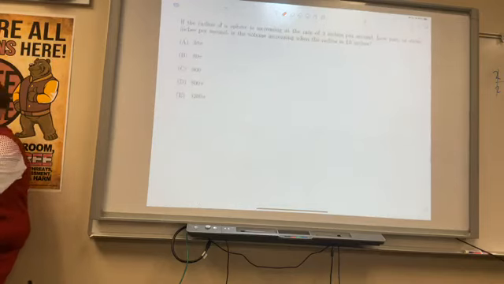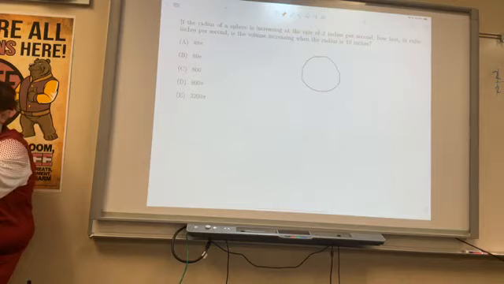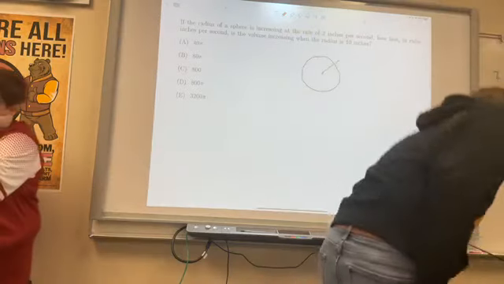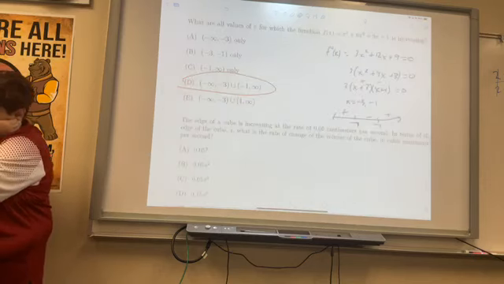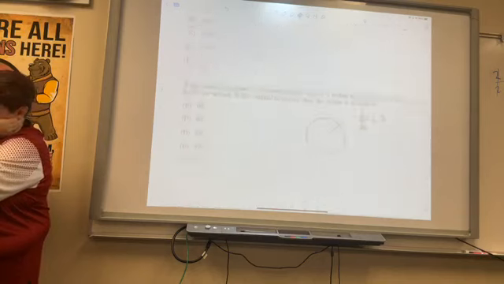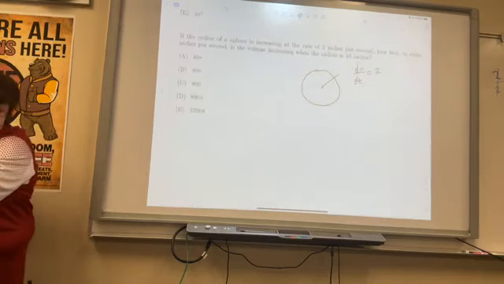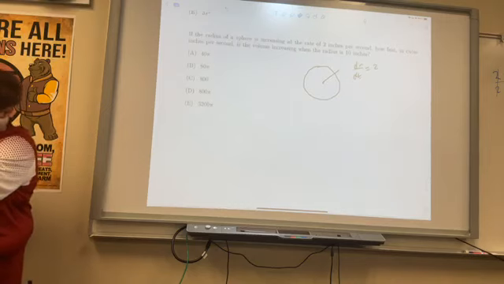Guys, two questions down. The radius of a sphere, dr/dt. How much is the volume? Volume is pi. You get that? The rate dV/dt when r equals 10. So that means we have 2.